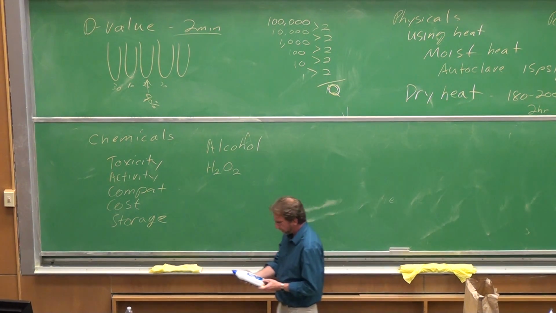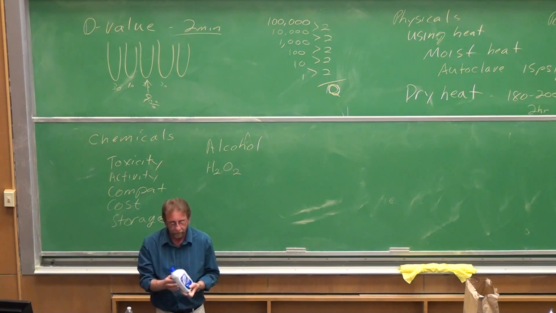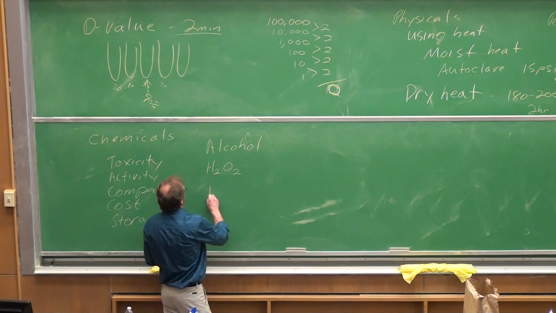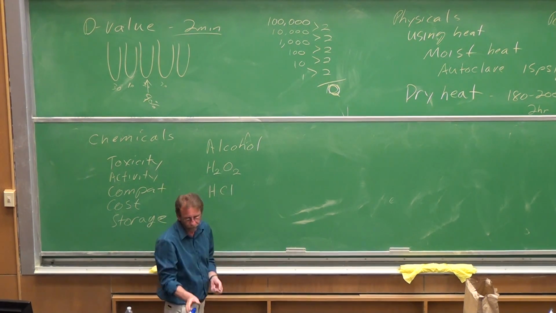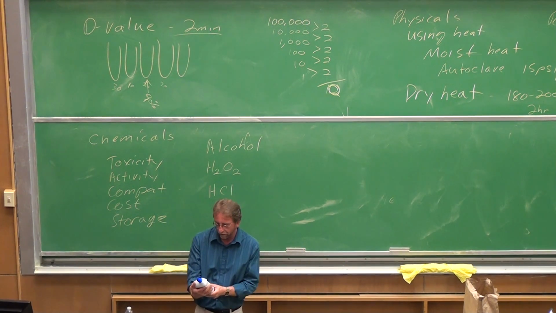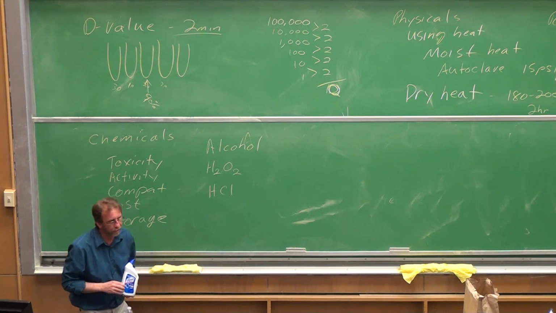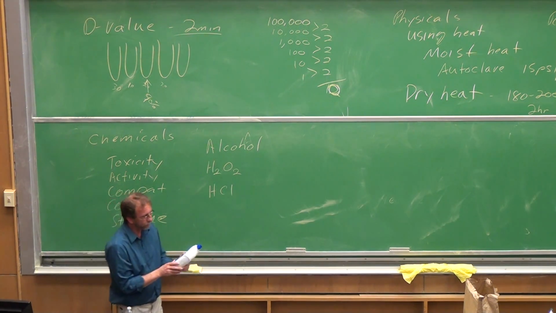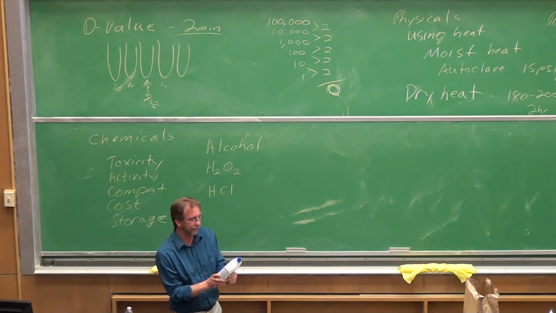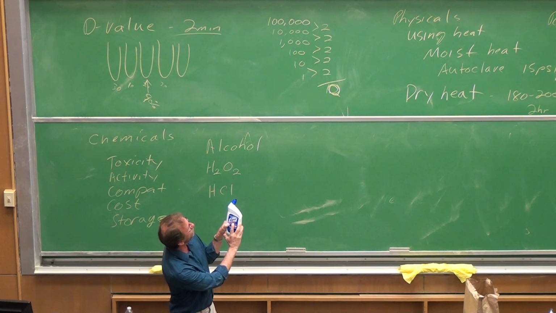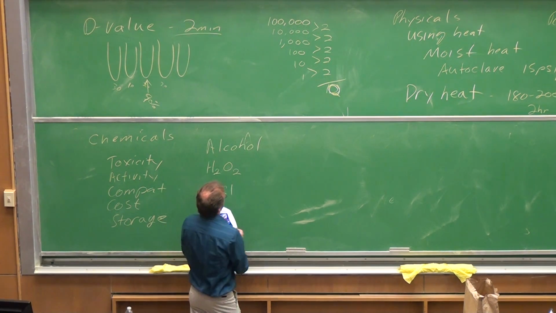So Lysol here, this has hydrogen chloride in it. So it's an acidic compound. It's going to affect the membrane of the cell. Now here's what I want to point out about this. It says here, kills 99.9% of viruses and bacteria.